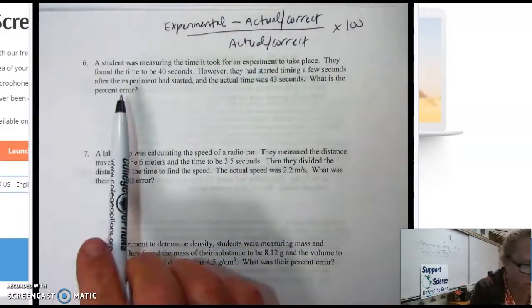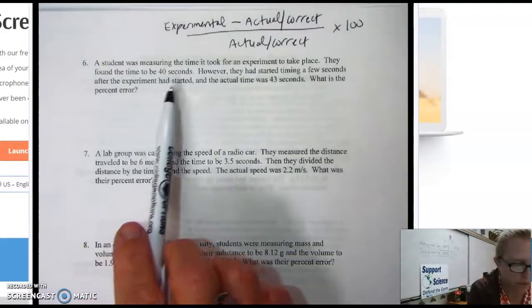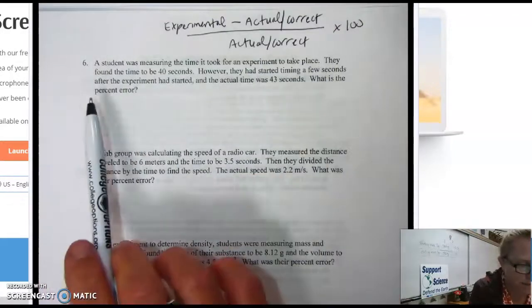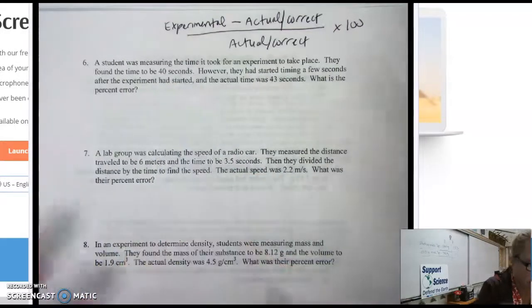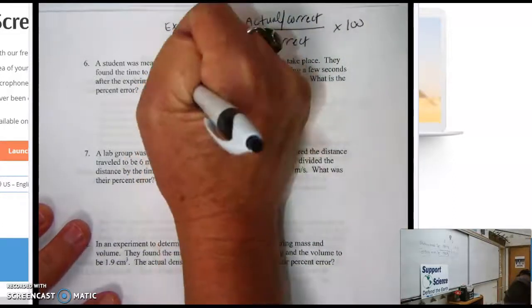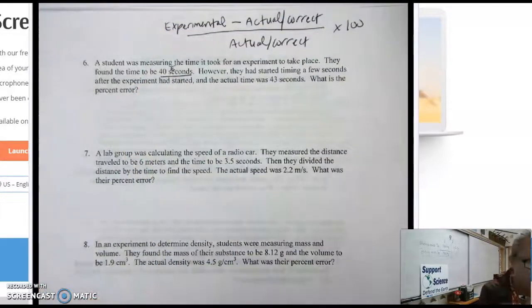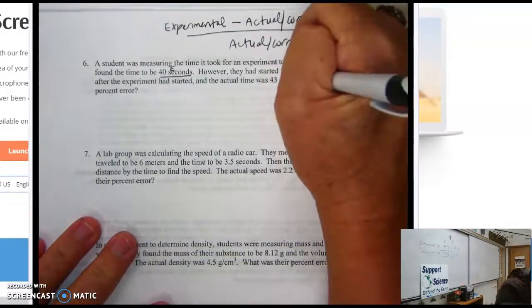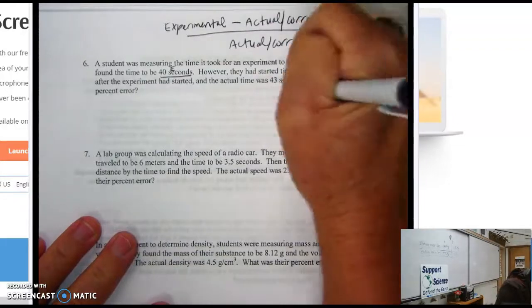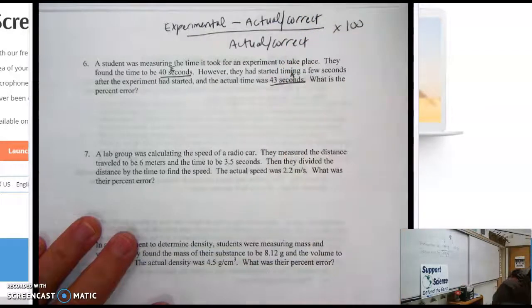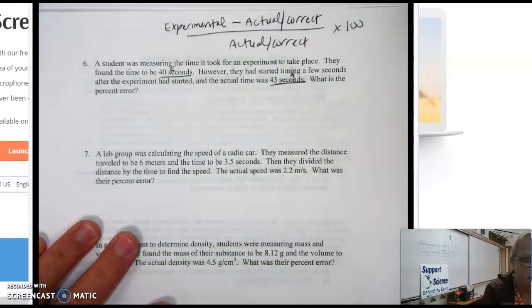So number 6, the student was measuring the time it took for an experiment to take place. They found the time to be 40 seconds. So that's their value, that's our E. However, they had started timing a few seconds after the experiment had started, and the actual time, or the correct time, whatever letter you want to use, is 43 seconds. So what is the percent error?